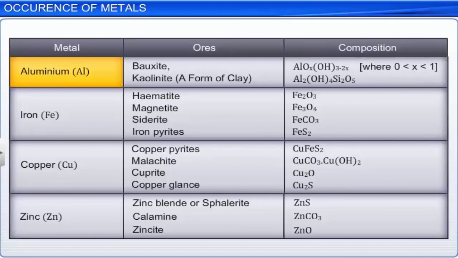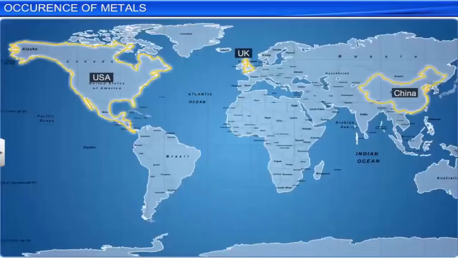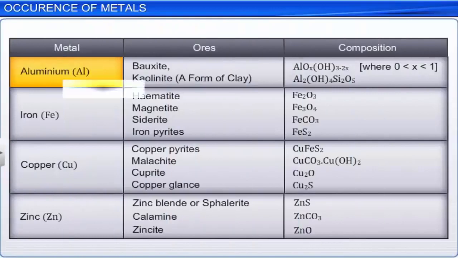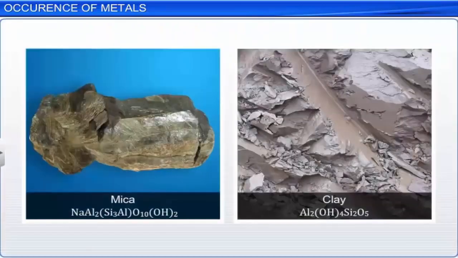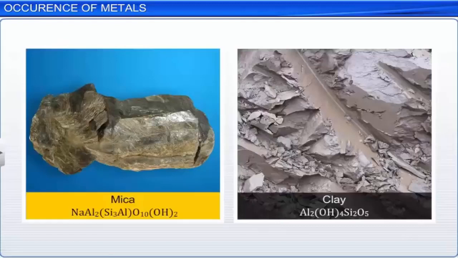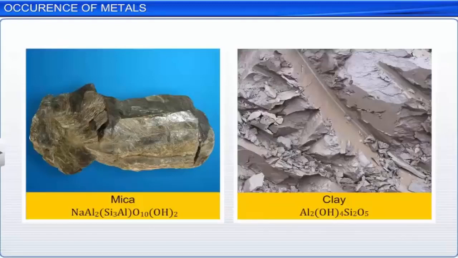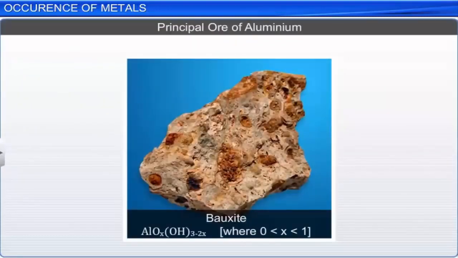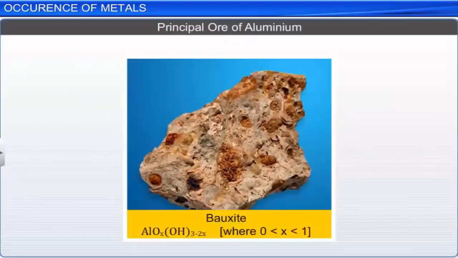Both aluminium and iron are used widely in industrialized nations. Naturally occurring aluminium is a major component of silicates such as mica and clay. Aluminium is extracted mainly from its principal ore bauxite, since it is an economically viable source.